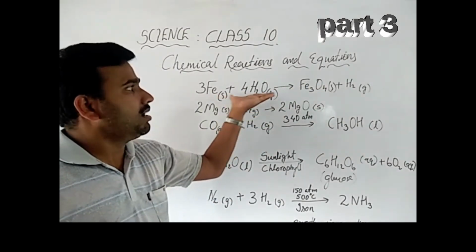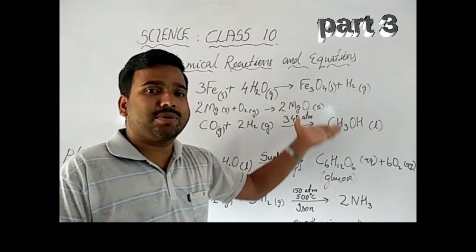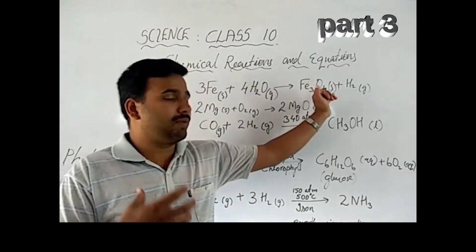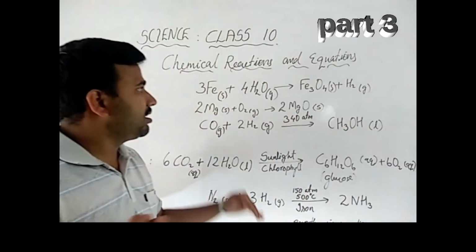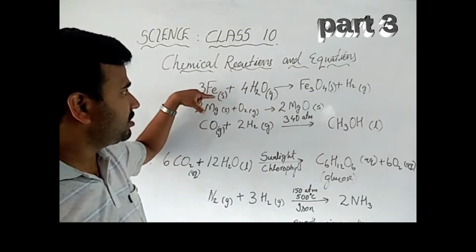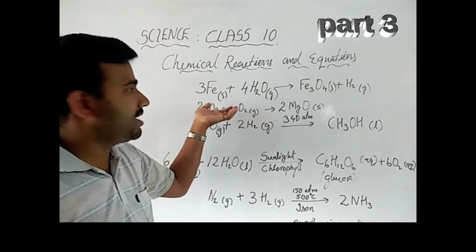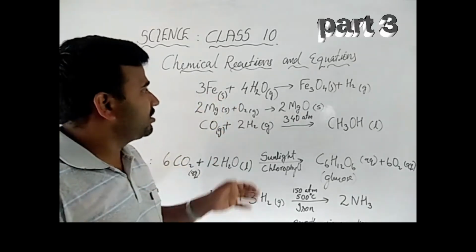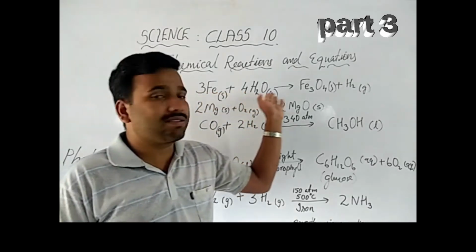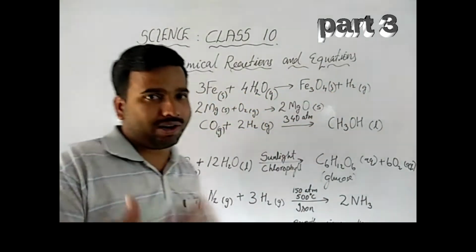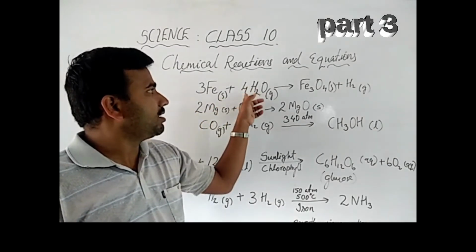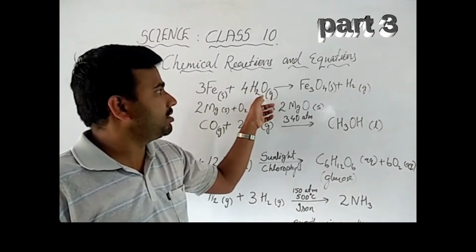If it is written just like this, we will get only the information about how many atoms are taking place in the chemical reaction. But we won't be getting any other information. So in addition to this, we can write the state in which the reactants or the products are. So iron is in solid state. See, water is in gaseous state.